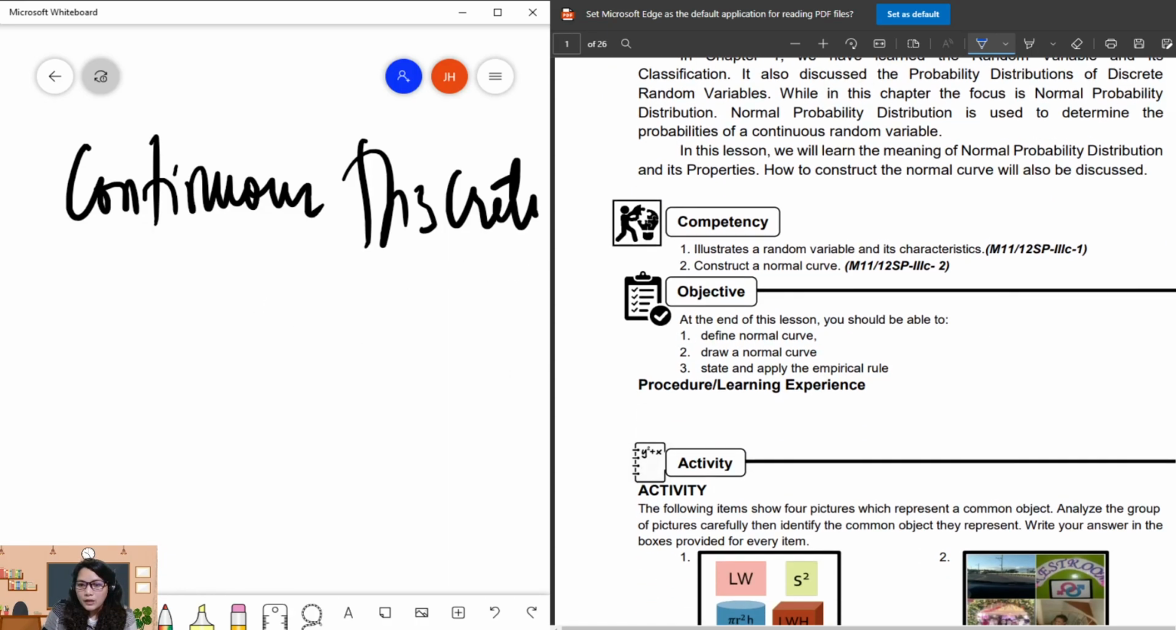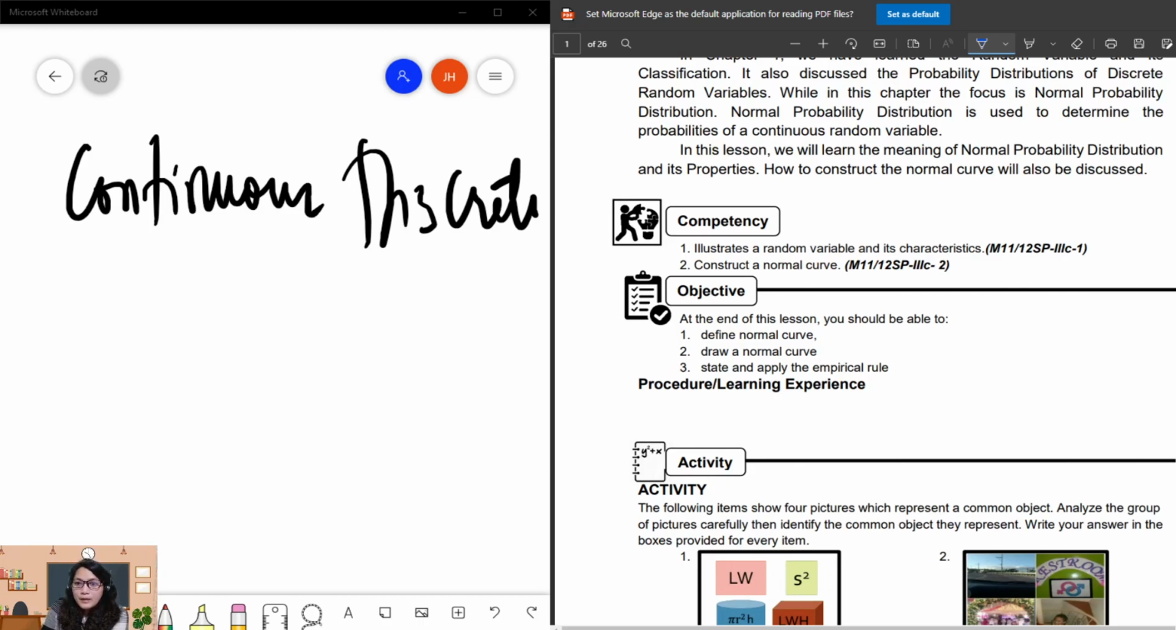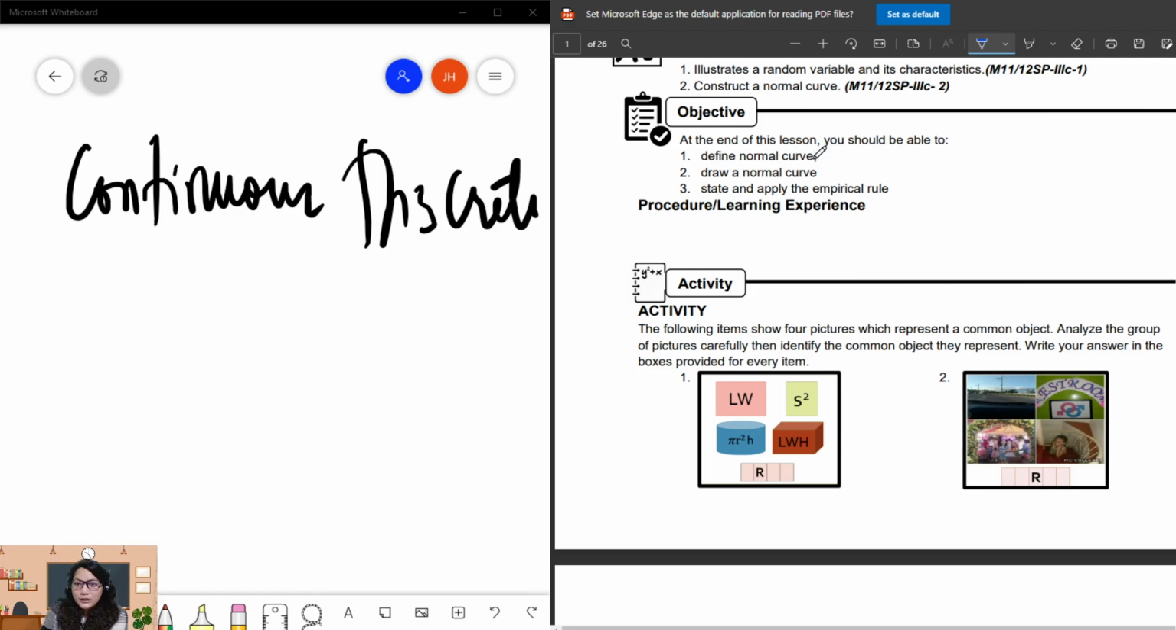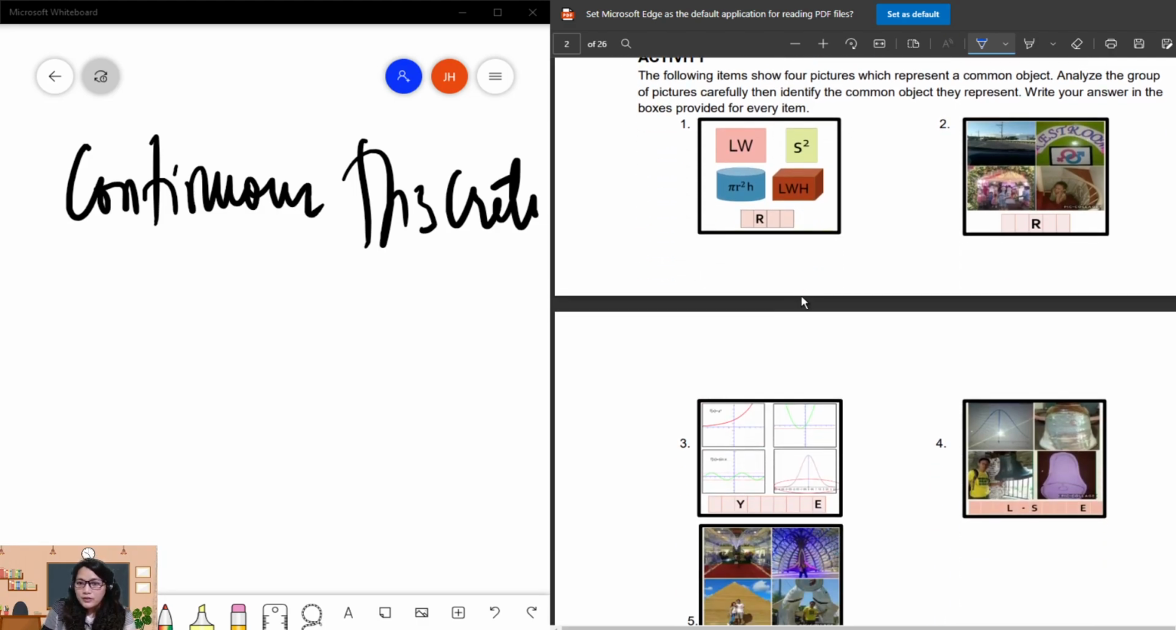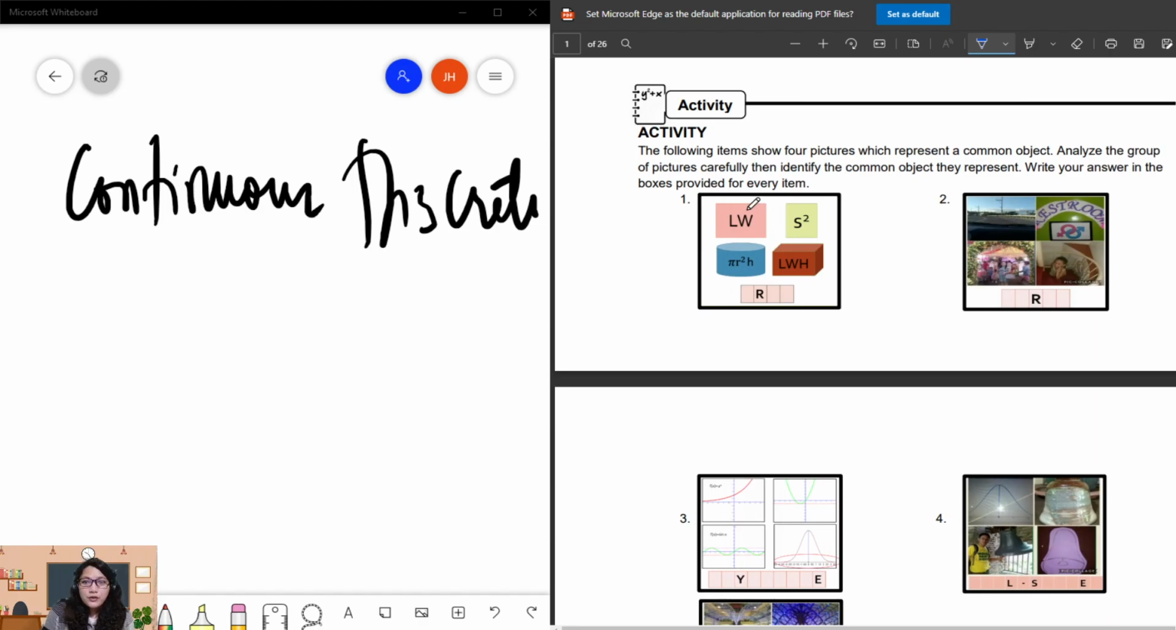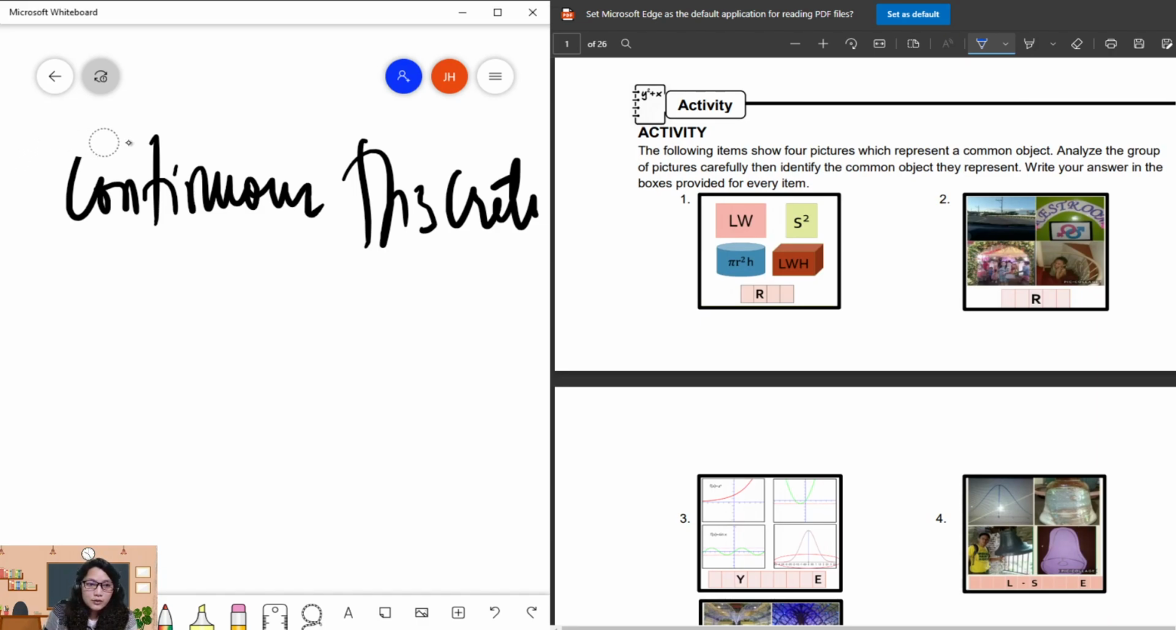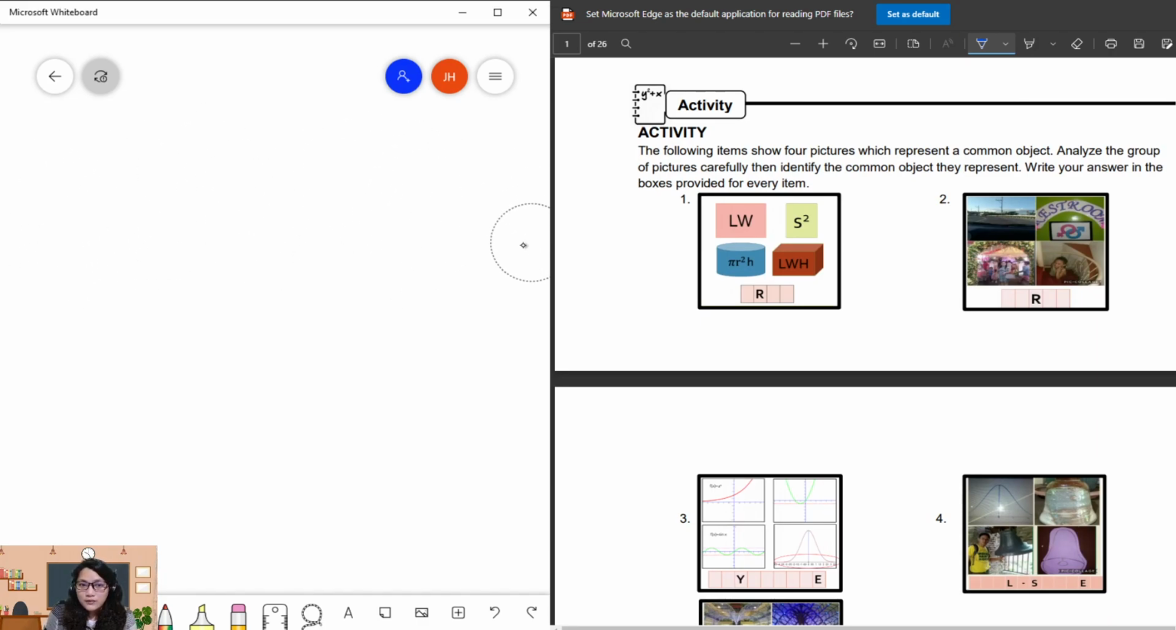Alright, so our competency for this topic is illustrate a random variable and its characteristics. Yes, that one, and construct a normal curve. So at the end of the lesson, you should be able to define, draw, state, and apply the empirical rule. So in this activity, you don't need to answer it as your assignment. This will serve as your activity for this lesson.